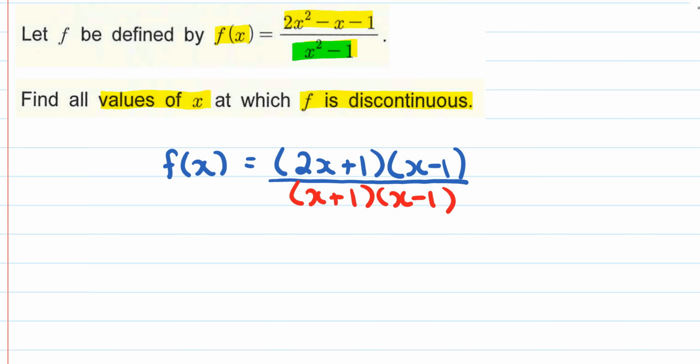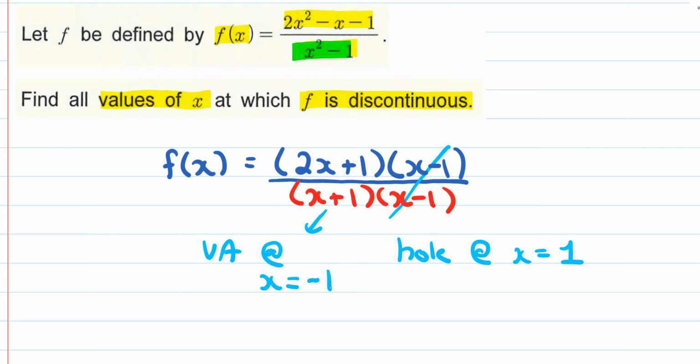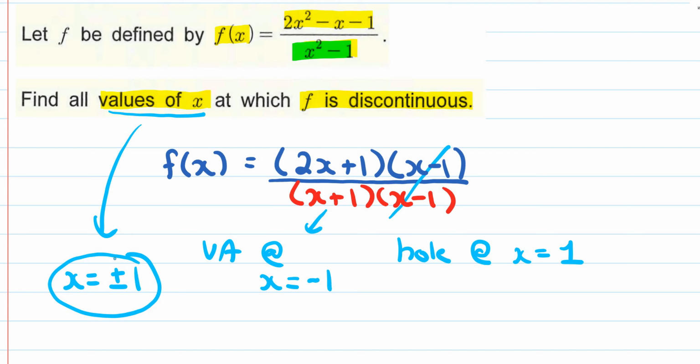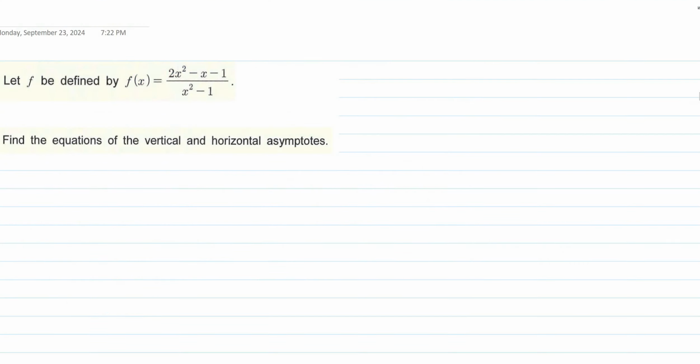Okay, so in this situation, the x minus 1's cancel off, so that means we have a hole at x equals positive 1. And over here, this means we have a vertical asymptote at x equals negative 1. All right, so the values of x at which the function is discontinuous, if I combine both answers, are x equals positive and negative 1. So those are the x values at which the function is discontinuous. Okay, let's move on to the next question.